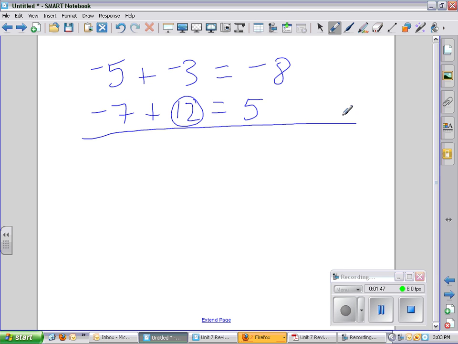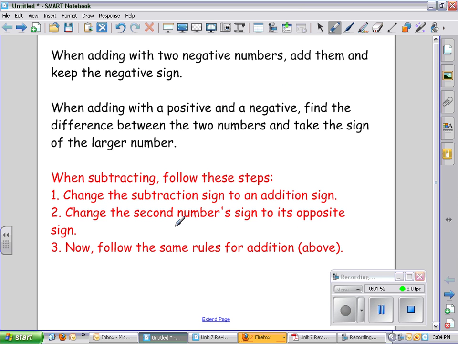Now I'm going to switch back to that screen and have you take a look at the rules for subtracting with integers. So when subtracting, the first thing we're going to do, if you look at rule number 1 right here, is you're going to change the subtraction sign to an addition sign. Secondly, you're going to change the second number sign, meaning if it's positive or negative, to its opposite sign. Once you've done that, then you're going to follow the exact same rules for addition that we just talked about right up here. So let's try a couple of those problems.